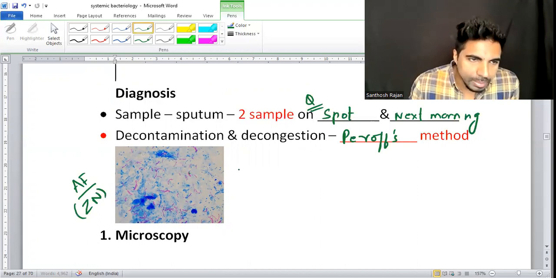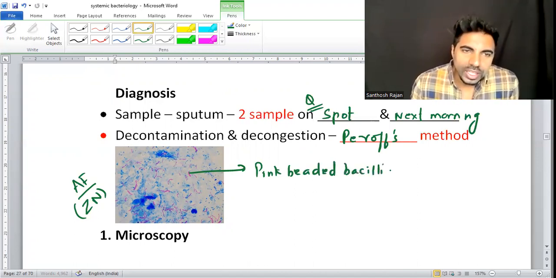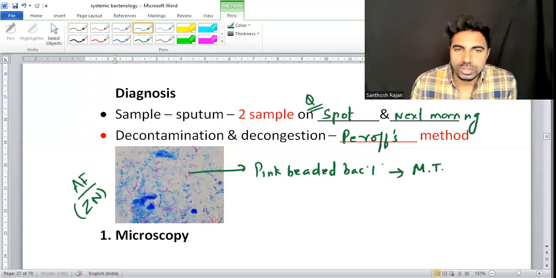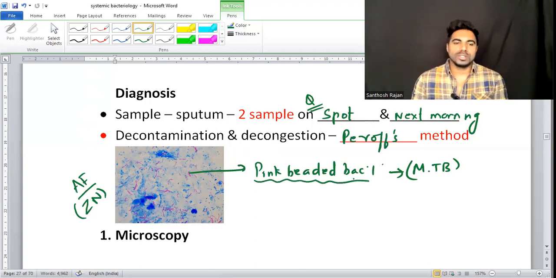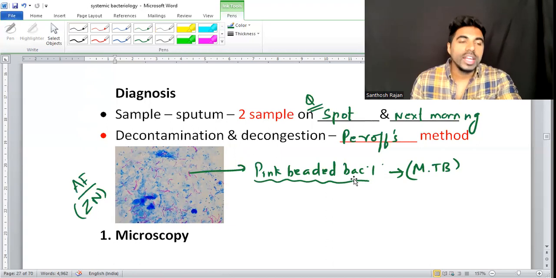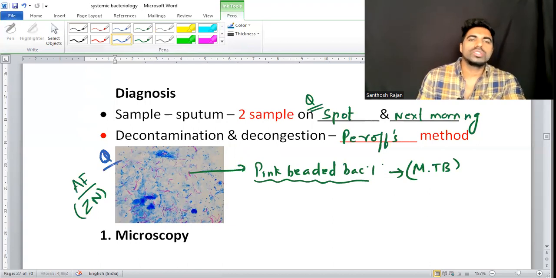What you're seeing here are these pink beaded bacilli. This pink beaded bacilli is nothing but Mycobacterium tuberculosis. Got it? Pink beaded bacilli is the exact term you're going to use. Because of carbol fuchsin, the primary stain, and your secondary stain is methylene blue. So with carbol fuchsin you get this pink beaded bacilli. On microscopy, you get this picture. If you get a blue and pink combination, that is your Mycobacterium tuberculosis. These pictures are mandatory, you must know them.